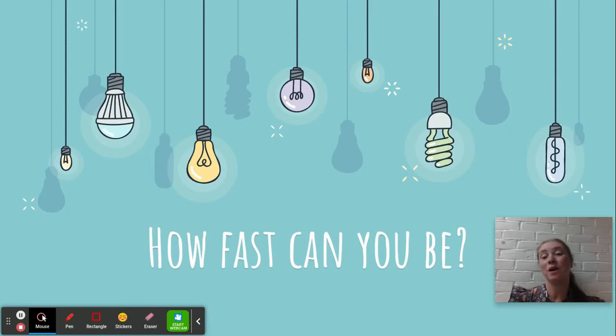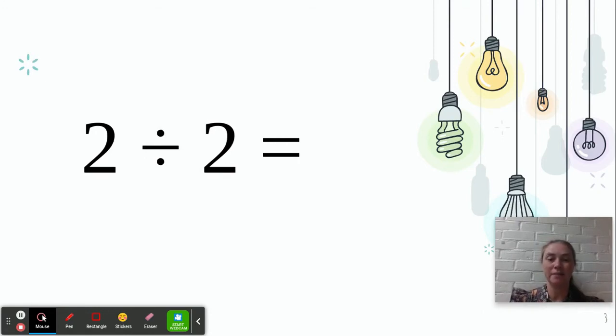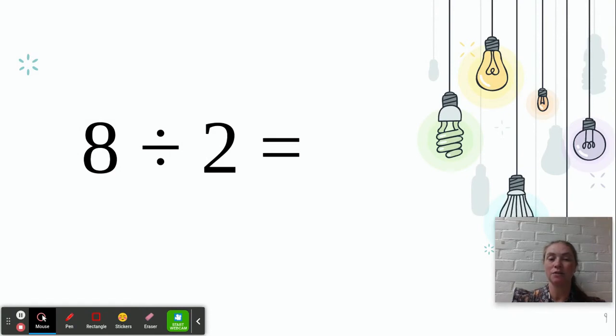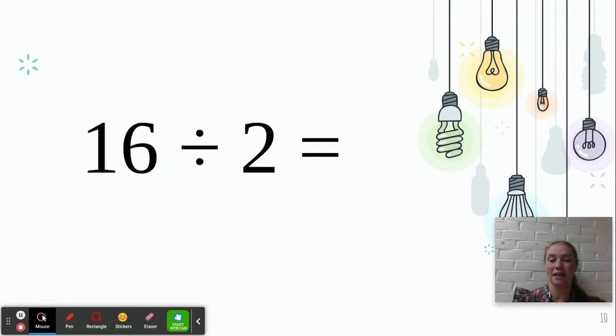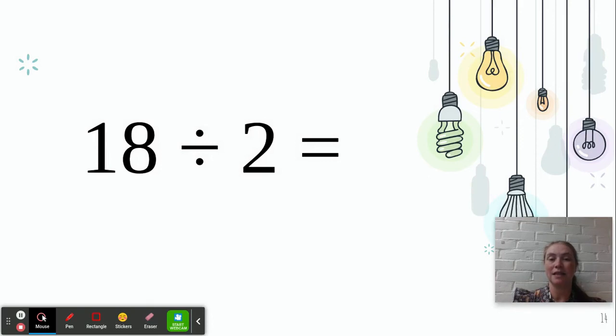How fast can you be? Well, let's see. 20 divided by 2 is equal to 10. 2 divided by 2 is equal to 1. 14 divided by 2 is equal to 7. 10 divided by 2 is equal to 5. 24 divided by 2 is equal to 12. 12 divided by 2 is equal to 6. 22 divided by 2 is equal to 11. 8 divided by 2 is equal to 4. 16 divided by 2 is equal to 8. 4 divided by 2 is equal to 2. 0 divided by 2 is equal to 0. 6 divided by 2 is equal to 3. 18 divided by 2 is equal to 9.